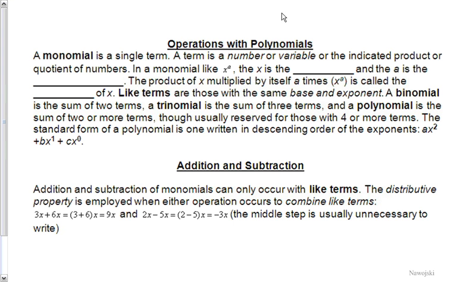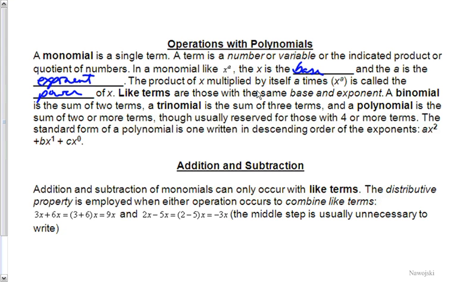Alright, a monomial is a single term. Mono means one, binomial two, trinomial three, and so on. You know this stuff. A term is a number or a variable or the indicated product or quotient of numbers, like the monomial term x to the a. Just an FYI, x is the base, and the top number, the a, which is usually a number but could be a variable, is the exponent, and of course the whole thing is the power. Remember, x to the a is x with a copies of it multiplied. So like x to the fourth is x times x times x times x, 4 copies, okay?